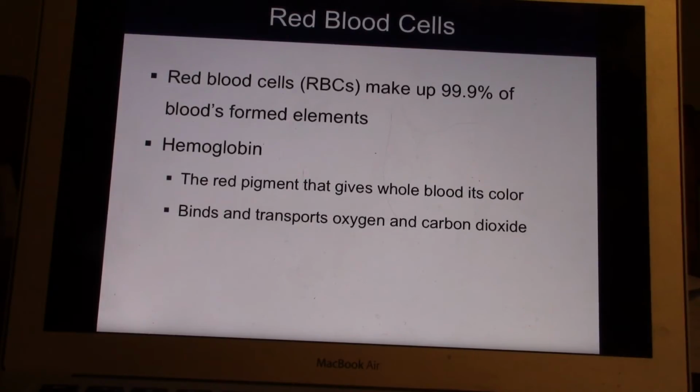So most of it is all red cells. And when you look at blood smears, which we'll be doing, you'll notice that 99.9% of all the cells are red cells. Red cells are really simple. They are basically just bags of hemoglobin. Hemoglobin is the red pigment that gives your whole blood its color. That's what makes it red. If you don't have enough hemoglobin, your blood is pale. If you have a real lack of hemoglobin, you are what we call anemic. We'll talk about that.